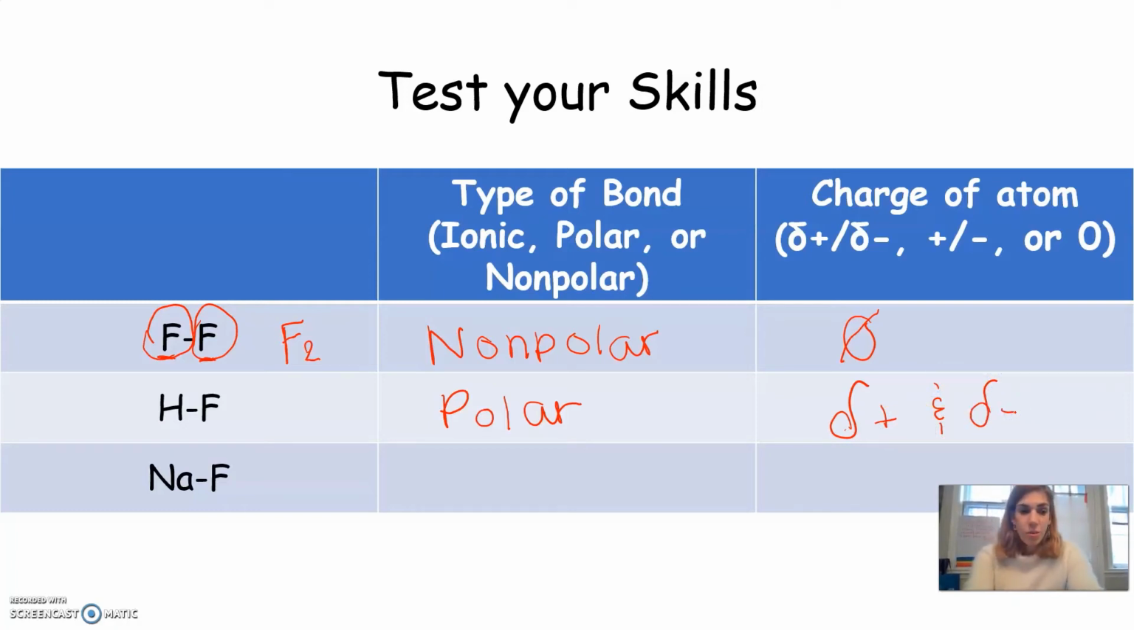And finally, the last one. If you were to look at sodium, sodium's a metal on the periodic table. So stop everything. It's ionic. We do not need to go any further. So we are dealing with an ionic bond here, which means that the electrons are being completely transferred. Since they're being completely transferred, you're going to have a full positive and a full negative charge.